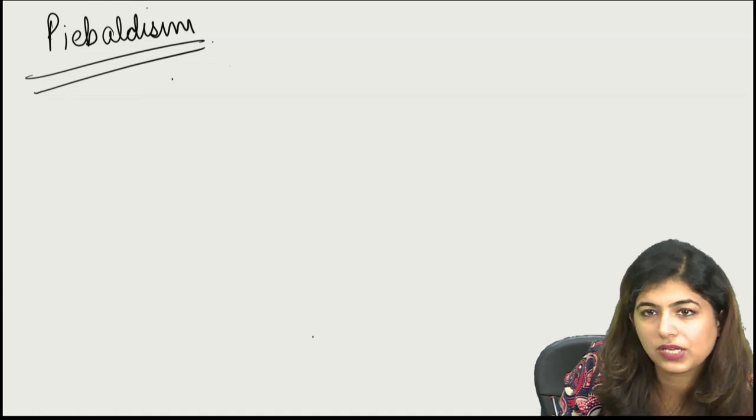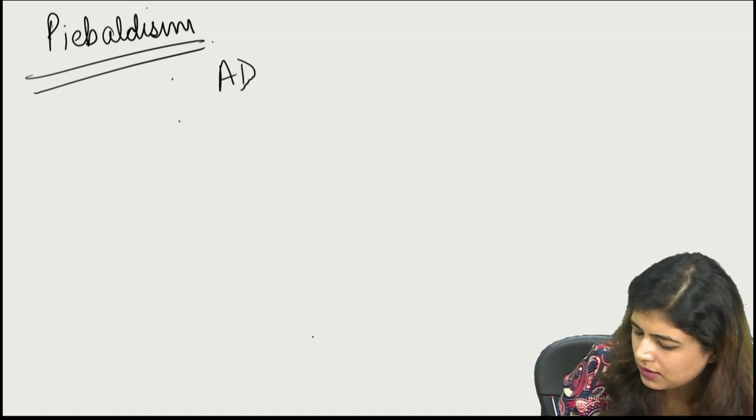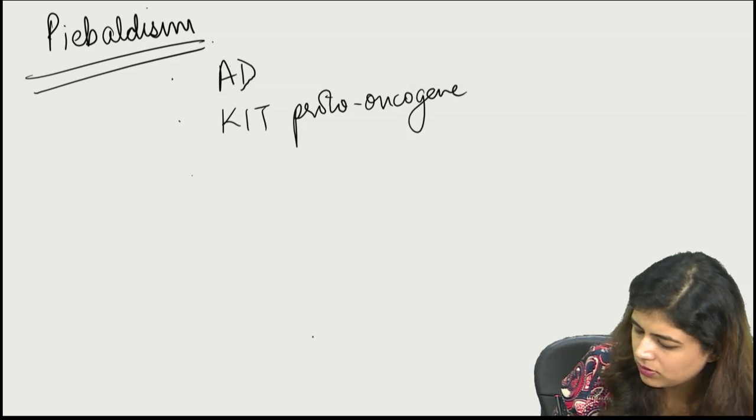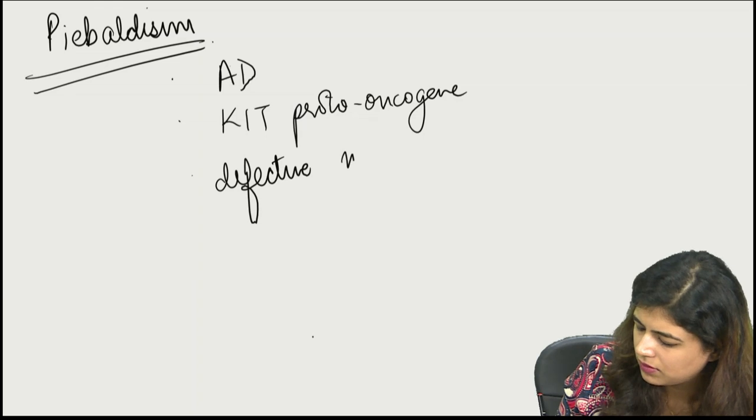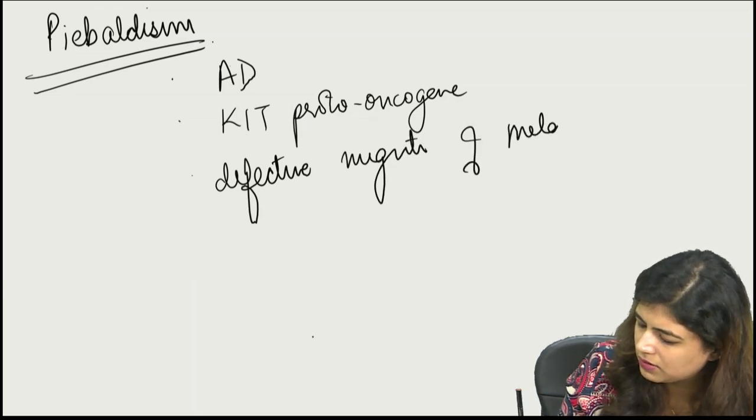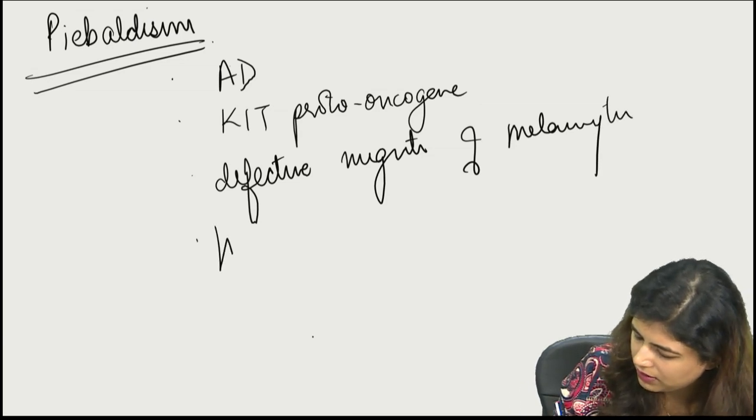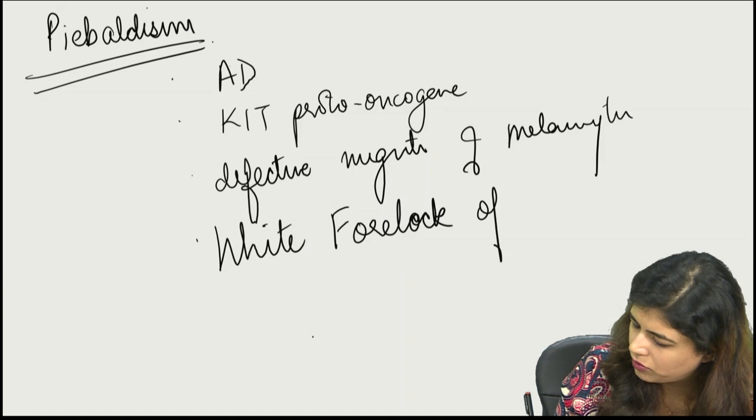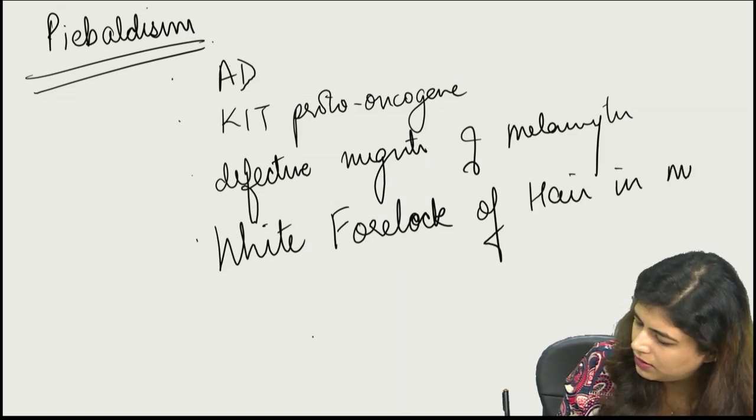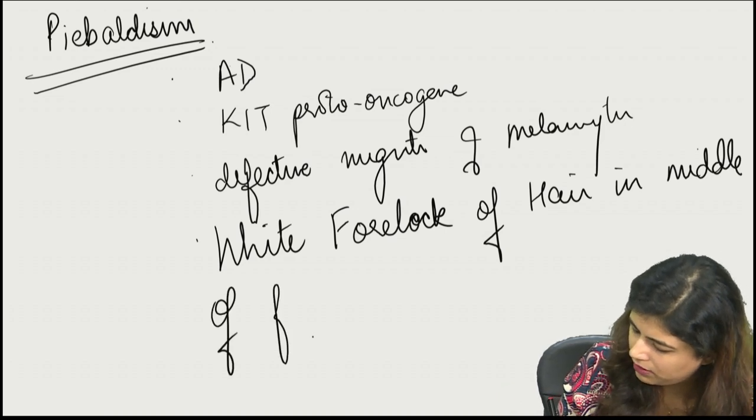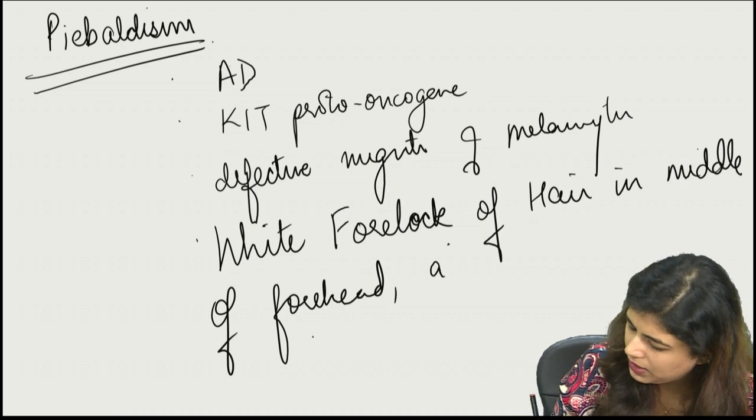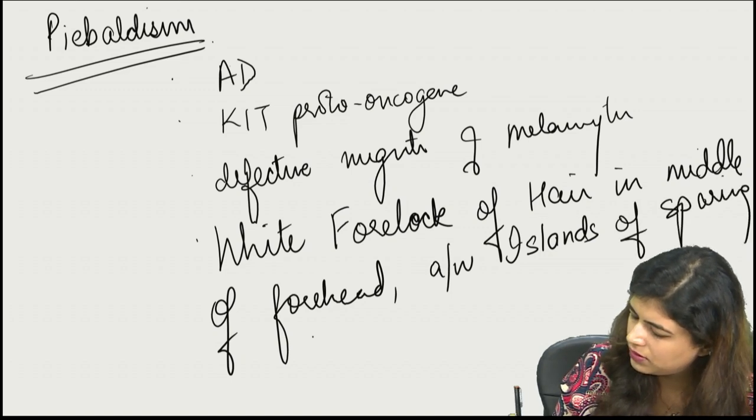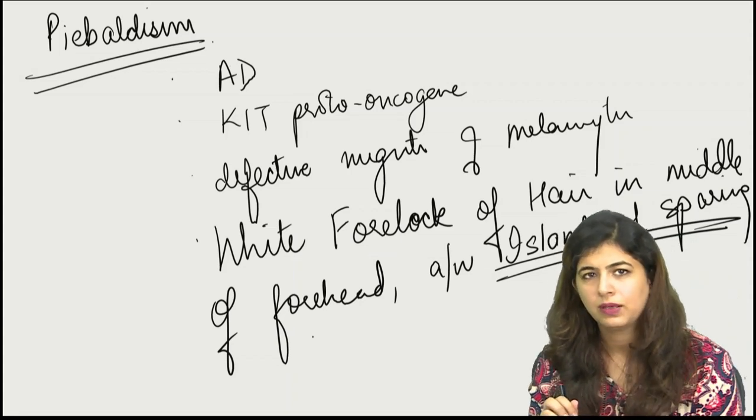Piebaldism. What is this? This is a genetic disorder with autosomal dominant inheritance. There is a defect in a gene called KIT proto-oncogene, so there is a defective migration of melanocytes. I see a white forelock of hair in the middle of the forehead, which may be associated with islands of sparing. So these are the findings in piebaldism.